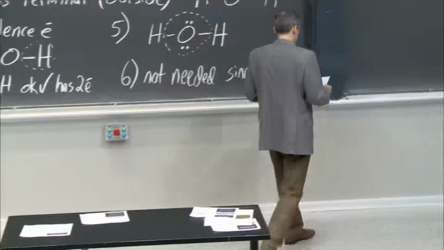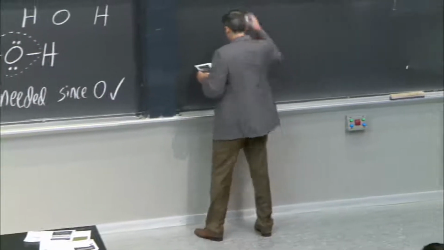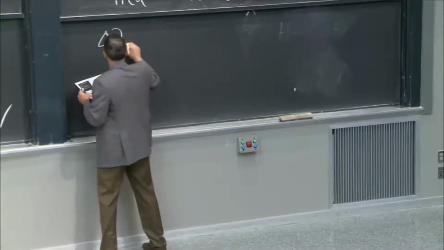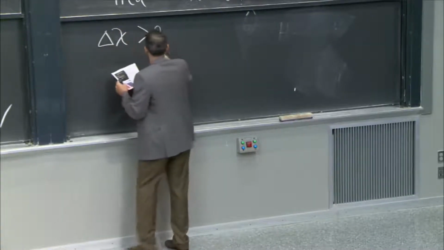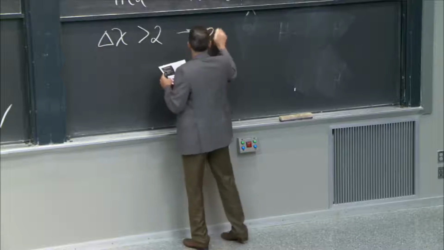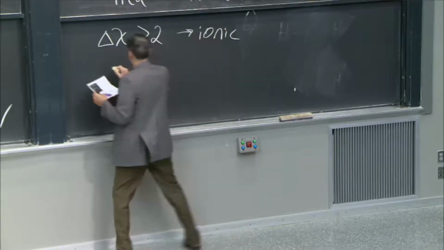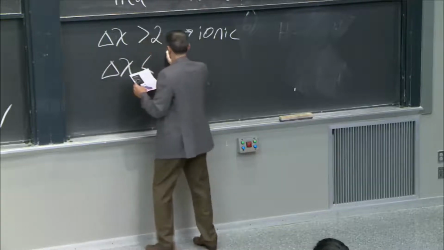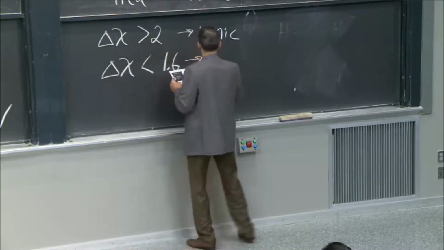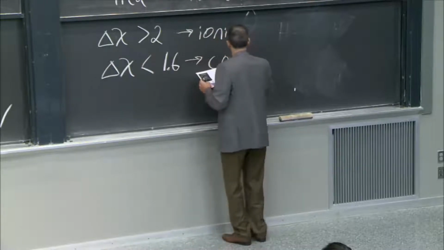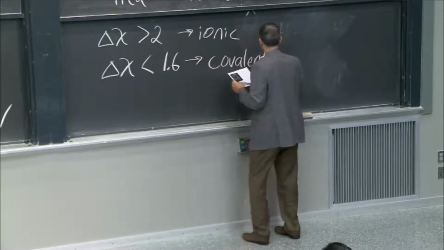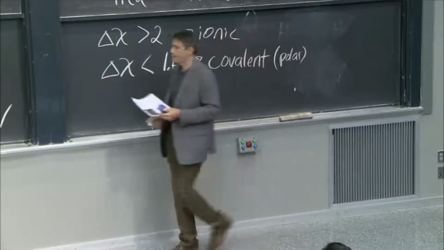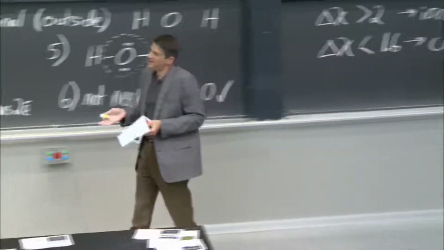but it is not always quantitative. But in general, what you'll see is that if delta chi is greater than 2, then it tends to be an ionic bond. And if delta chi is less than, let's say, 1.6, it tends to be covalent or polar covalent. And in between, it depends.